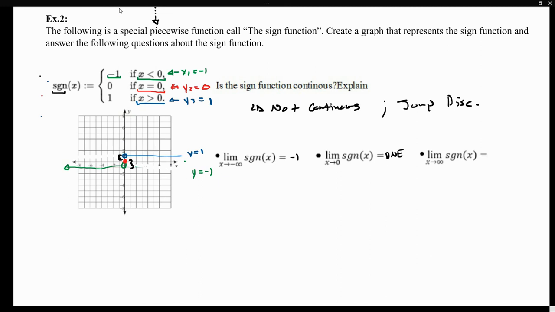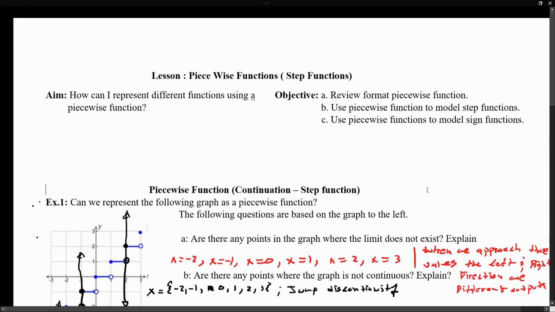And what happens to this function as x gets closer to positive infinity? Or what happens as I keep moving to the right-hand side of the function? Well, if I'm coming from the left, I'm at negative 1, and then at 0, and then at positive 1. And if I keep moving to the right-hand side, notice that I'm still going to be in this function called y equals 1. So therefore, my y values are still going to be 1 as I keep moving farther and farther to the right-hand side. So therefore, the limit is equal to positive 1. And with this, it concludes our lesson for piecewise functions with emphasis on step functions.